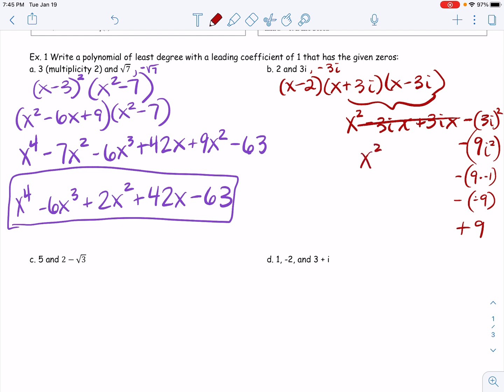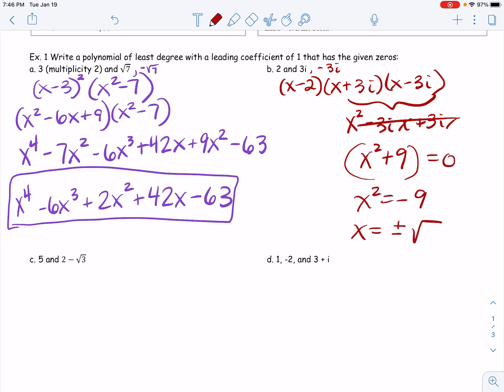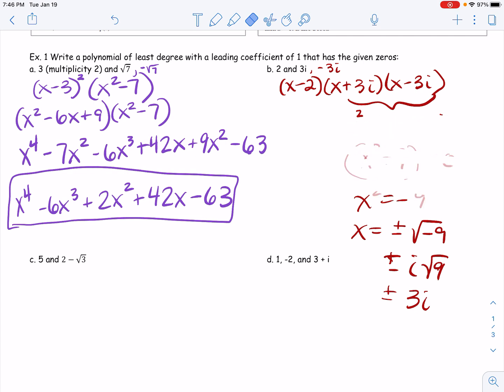So really we just have x squared plus 9, which I'm hoping you knew, because if it would have been x squared minus 9, that's the difference of squares. If it would have been x squared minus 9, that would have been x plus 3 and x minus 3. But because it was x squared plus 9, if that was our factor and we set that equal to 0, then we get x squared equals negative 9. Take the square root, negative underneath the radical, so that's imaginary. The square root of 9 is 3, so that's plus or minus 3i. Okay, so you should already know that. If not, you probably will get the hang of it.